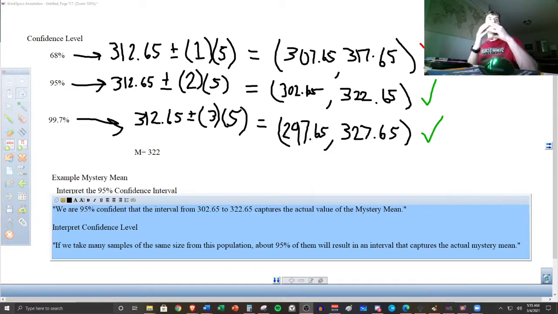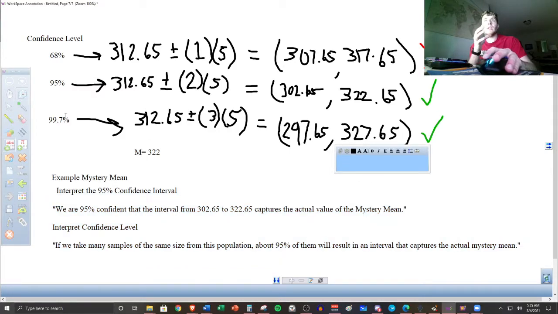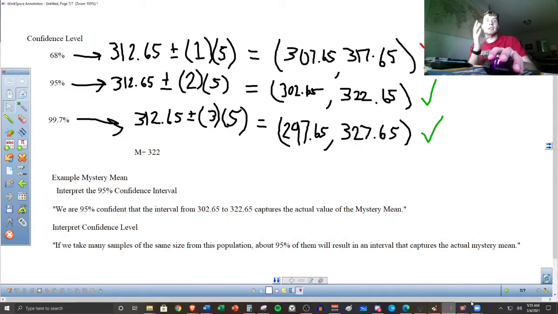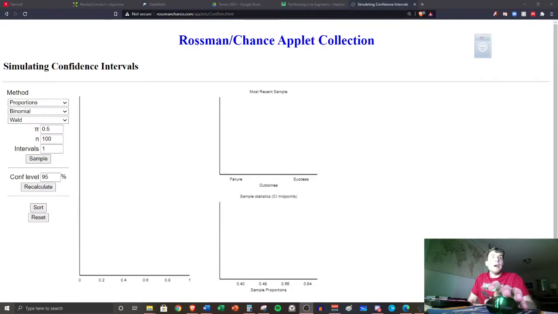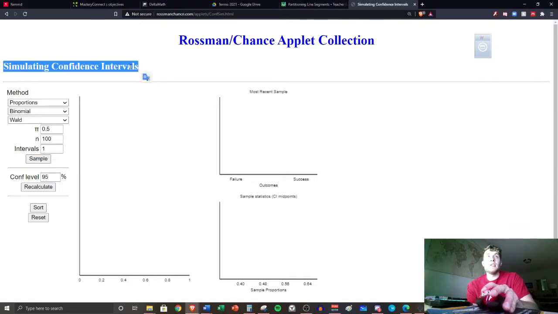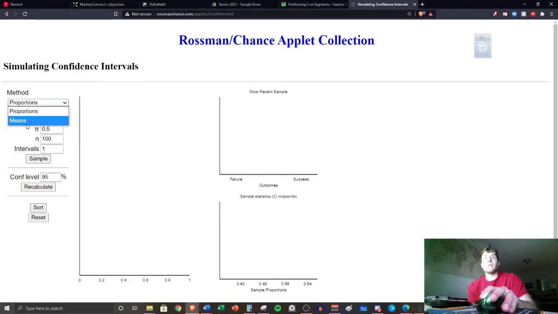So just to give a little bit of a visual to go with this, I'm going to show you guys an applet that's going to help visualize what a confidence interval is. So one second, let me pull that up. Okay, so I have this applet, and this is the same website where I did the Reese's Pieces. Rossmann Chance is what it's called. And we're going to simulate confidence intervals, and we're going to do the exact same simulation of our example with the mystery mean. So first thing here, we have to change it from proportions to means.